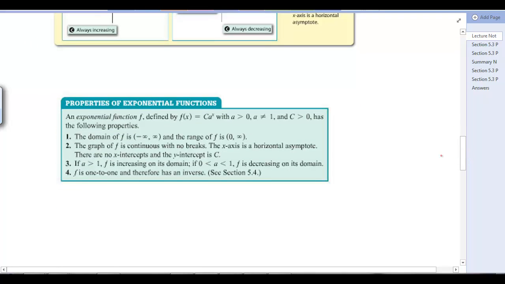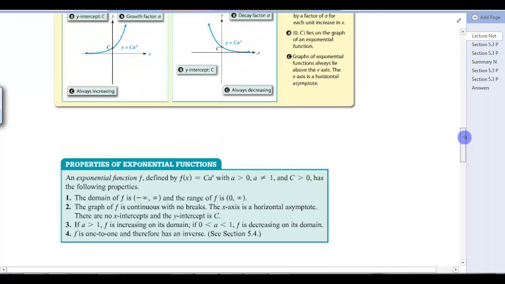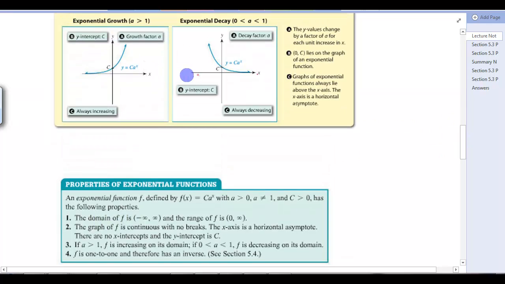All right. Some properties of exponential functions. We've talked about a couple, but the domain, if we look at the exponential function, the domain is negative infinity to infinity, and the range is 0 to infinity. The graph is continuous with no breaks. The x-axis is a horizontal asymptote. There's no x-intercepts, and the y-intercept occurs at the c value. Remember, that's that coefficient there.